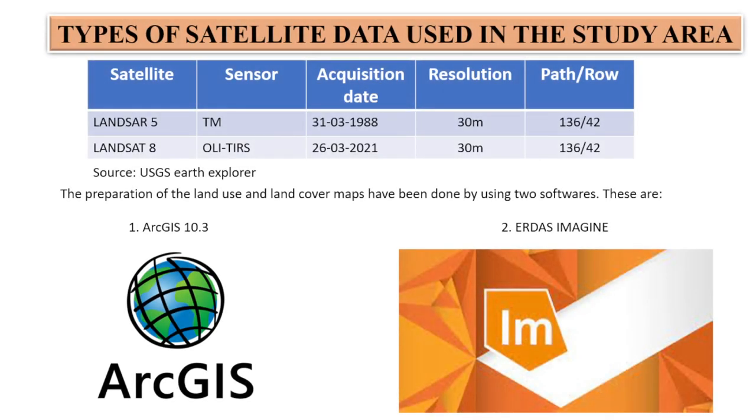The study utilizes satellite data from Landsat 5 and Landsat 8 to analyze land use and land cover changes. Landsat 5 with its TM sensor provided data on March 31st, 1988, while Landsat 8 equipped with the OLI TIRS sensor collected data on March 26, 2021. Both datasets have a spatial resolution of 30 meters and correspond to the same path and row, 136/42.